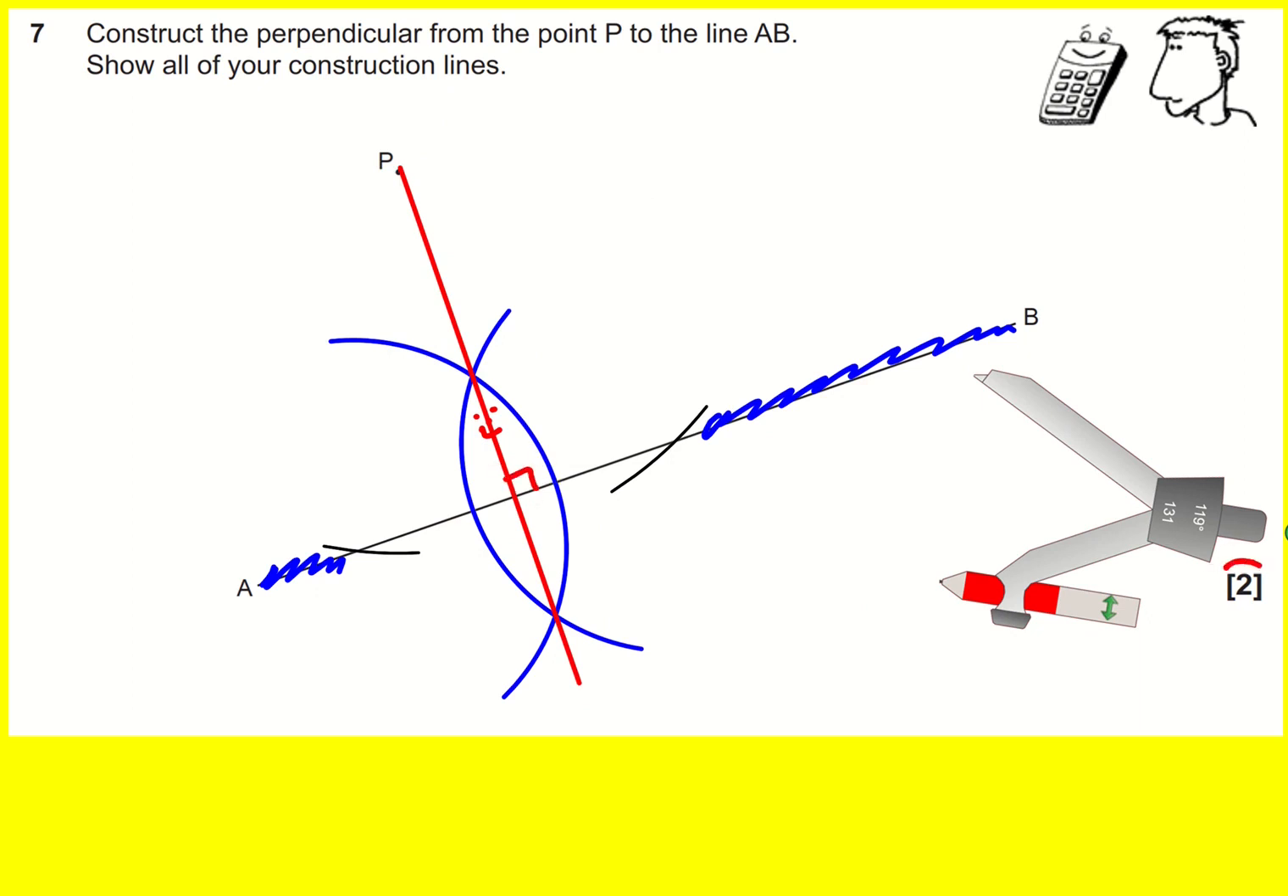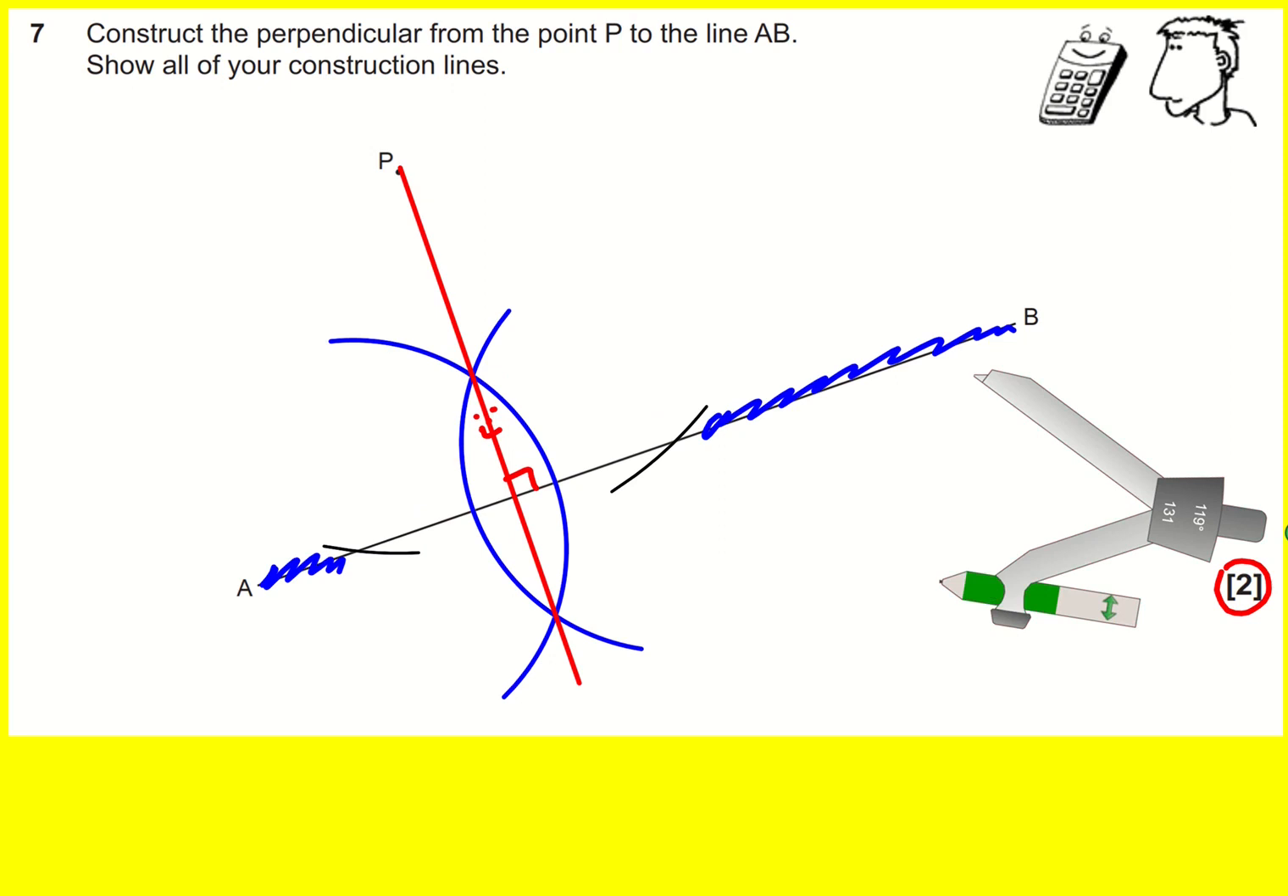Quite a lot for these two marks, but there's a memory thing going on, and also hopefully some understanding. Why does constructing it in this way give me a perpendicular bisector? I've tried to talk about that. Why in this case do I have to make these arcs from P? Because then I basically am putting P in the middle of the line.